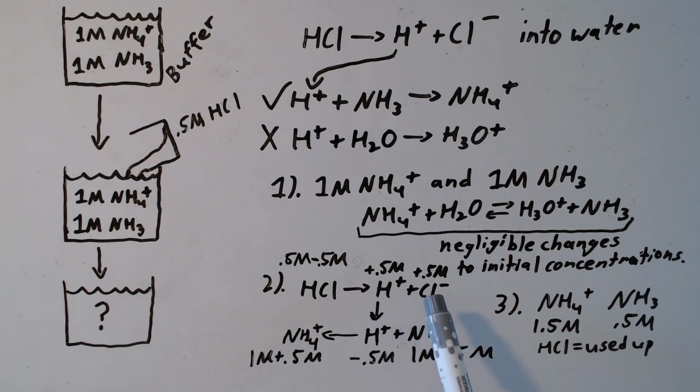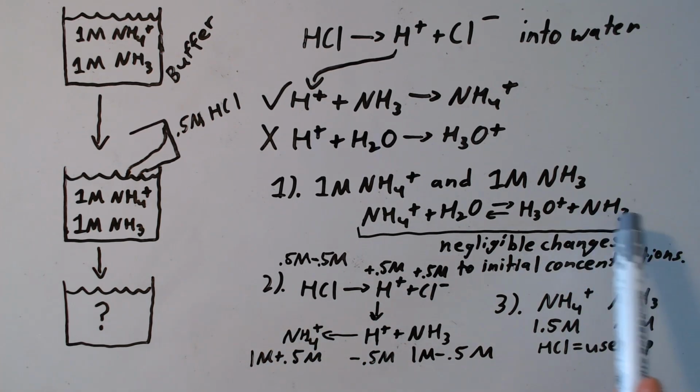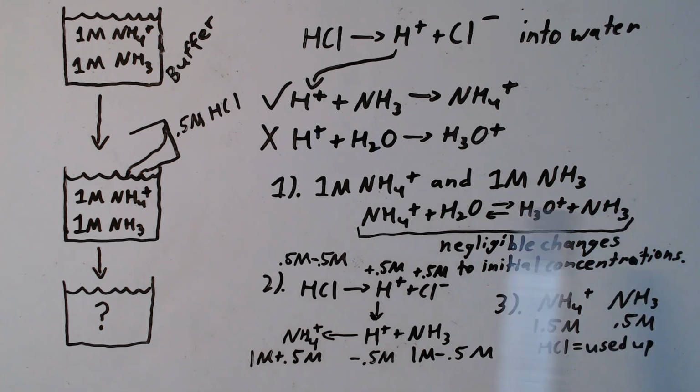And all of this H plus, the 0.5 molar, as long as there's less H plus than the concentration of NH3, it goes to NH3. So this NH3 takes in this H plus and goes backwards and produces this NH4 plus. So in this reaction, this NH3 would take the H plus and produce NH4 plus. That's why I'm drawing it backwards.